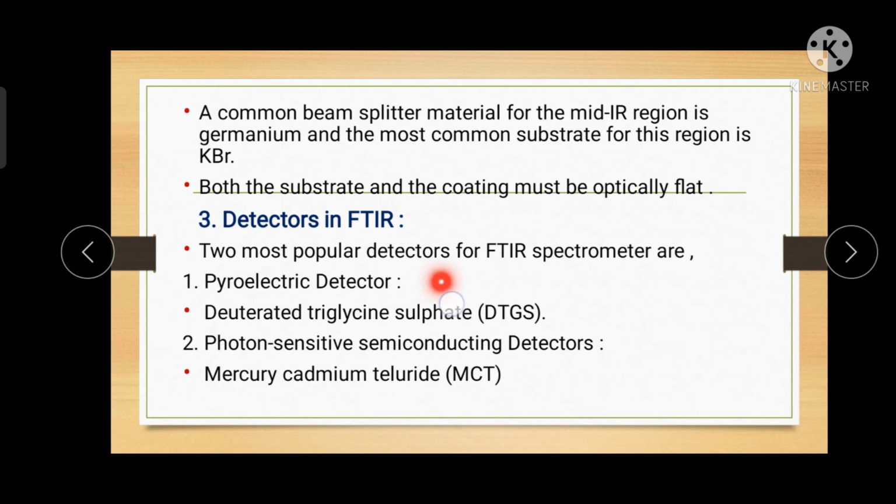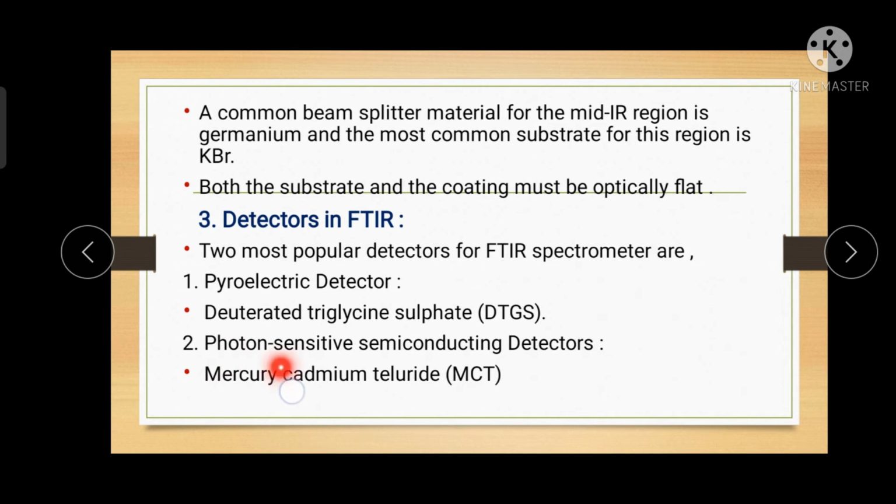The two most popular detectors for FTIR spectrometers are, first, the pyroelectric detector. There are different types of pyroelectric detector, but among them we are using deuterated triglycine sulfate, in short DTGS. This is one type of pyroelectric detector which acts as a detector in an FTIR spectrometer.